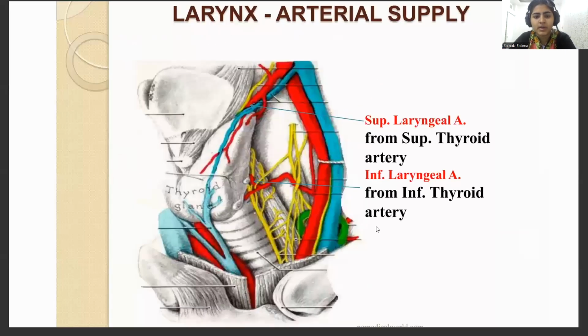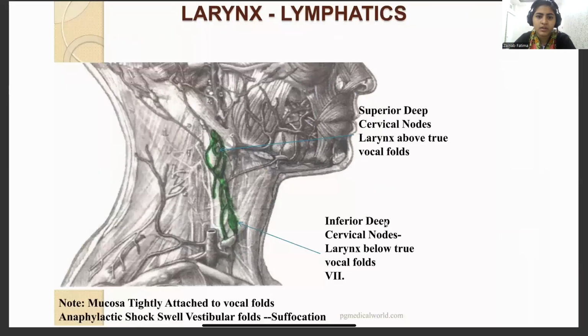Now we will see the arterial supply. Superior laryngeal artery. Here it is, the superior laryngeal artery, from the superior thyroid artery. Then we have the inferior laryngeal artery. Here it is, the inferior laryngeal artery, from the inferior thyroid artery. Now we will see lymphatic drainage. Superior deep cervical nodes drain the larynx above the true vocal folds. Here you can see above the true vocal folds. Now we will see the inferior deep cervical nodes below the true vocal folds. Here.